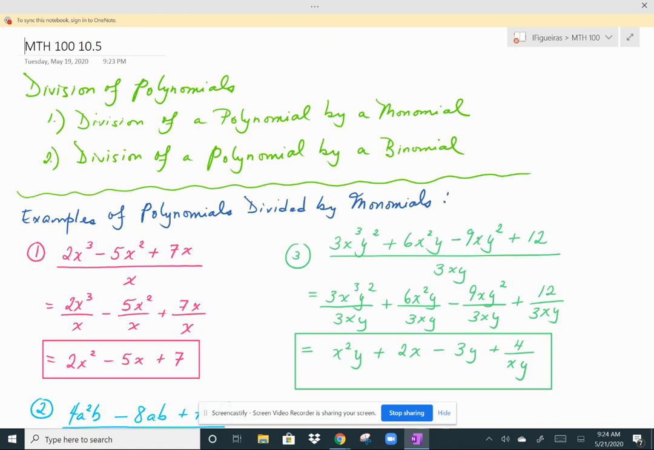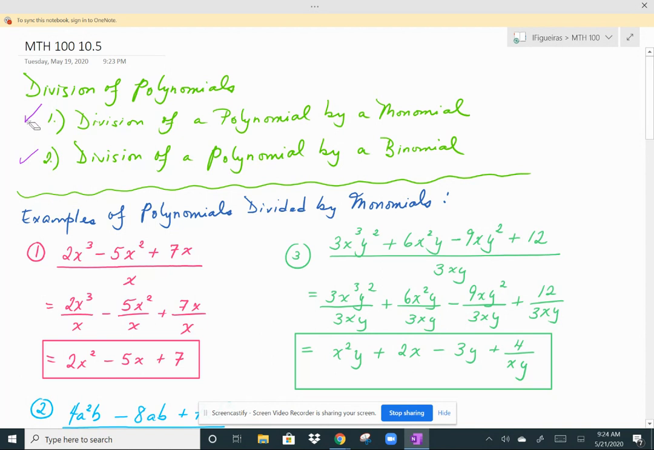Hi, this lesson is about division of polynomials. So we'll be dividing two different scenarios. First, we'll be dividing a polynomial by a monomial, or a single term, and then we'll be dividing a polynomial by a binomial. And for the second type of problems, we will be using long division.